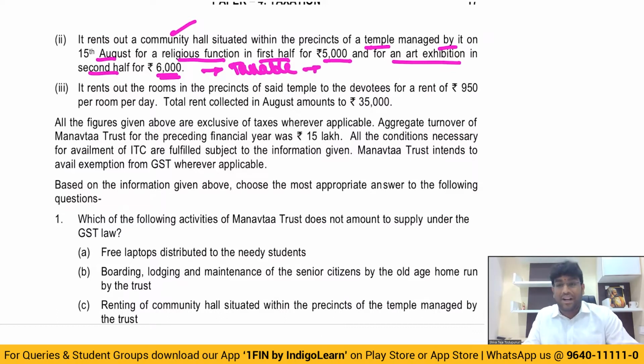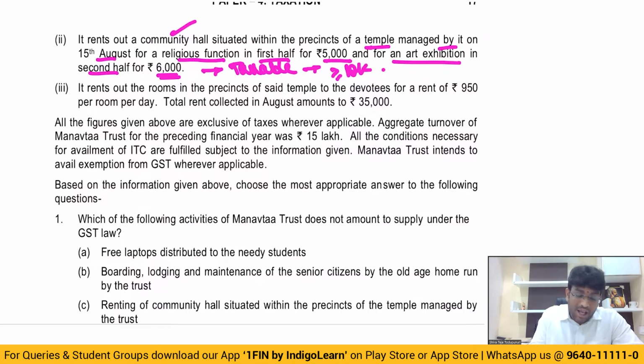I'm sure you recollect the point that in case of renting of a hall, community hall, or any kind of hall within the temple premises, example we spoke so many times, Tirupati temple and all. Correct, my dear friends? So if it is given on rent, open area, Kalyan Mandapam on rent, it is taxable if it is 10,000 or more. And in this case, it is 6 plus 5, 11,000. So it will definitely become taxable.